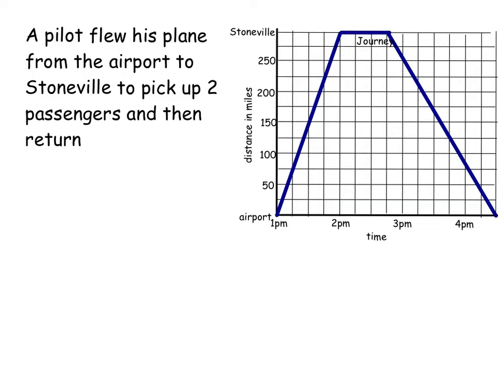My example is one of a pilot. So the pilot is flying his plane from the airport to a place called Stoneville to pick up some passengers, and then he's coming out. So this is the outward journey and this is the return journey, and this is a bit where he is stopped or stationary. Alright, so they're going to ask you some questions about this one.